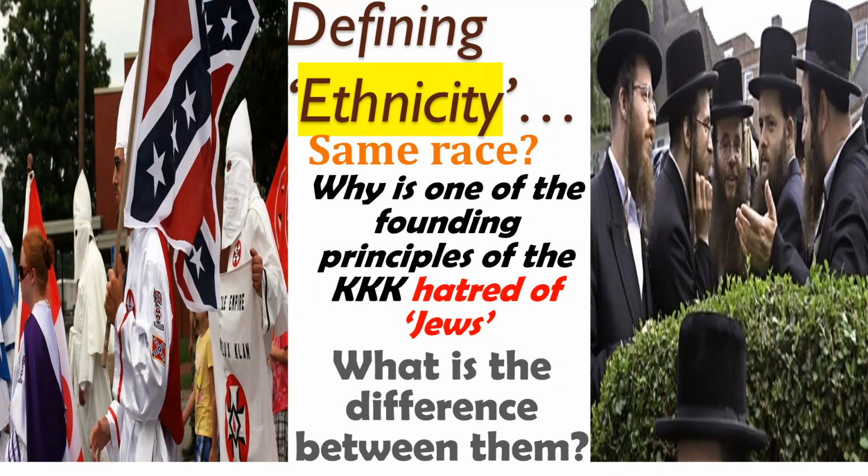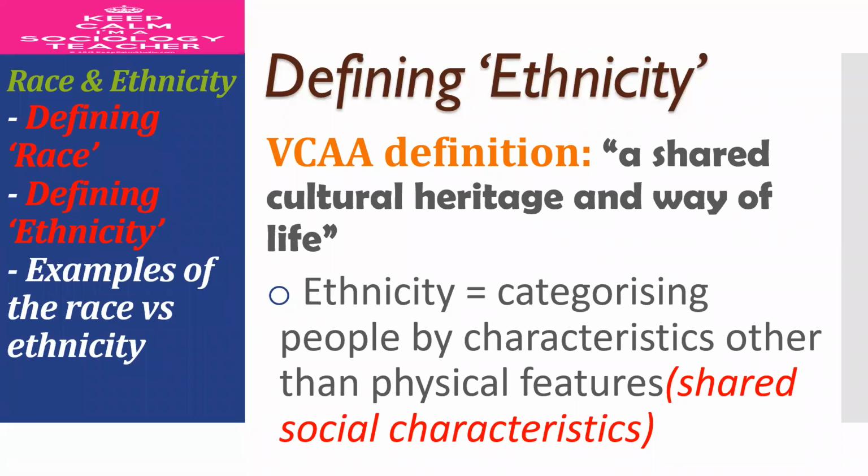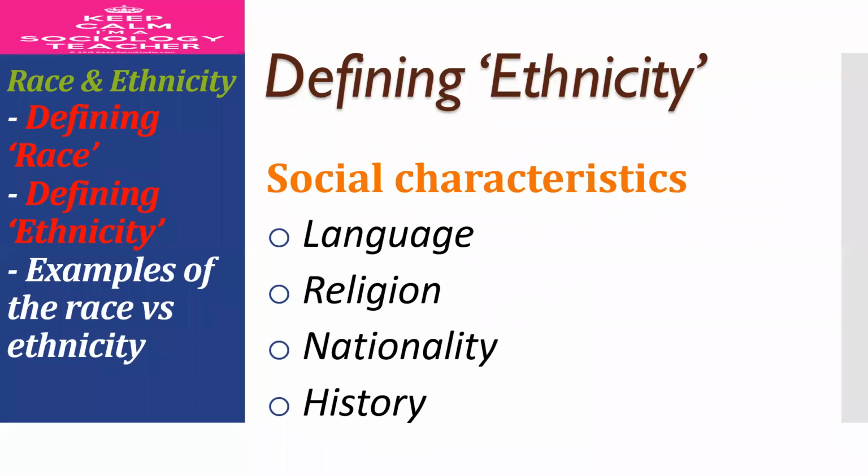Okay? Now, what is ethnicity? Ethnicity is a shared cultural heritage and way of life. The definition includes categorizing people by characteristics other than their physical features. These are called shared social characteristics. This includes things like language, religion, nationality, and history. Multiple of these together is an ethnicity. So if you have the same language, nationality and history as somebody, you probably have the same ethnicity, okay? If you have different language, nationality, history, and religion, you might be different ethnicities, okay? So these social characteristics, all of them together, form an ethnicity.